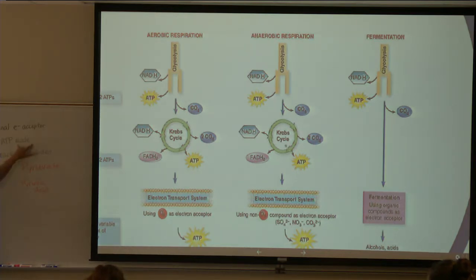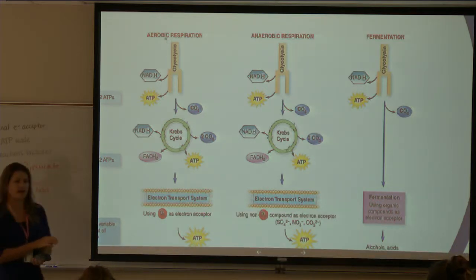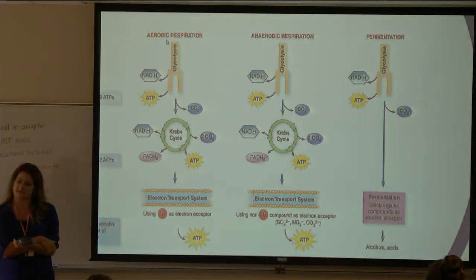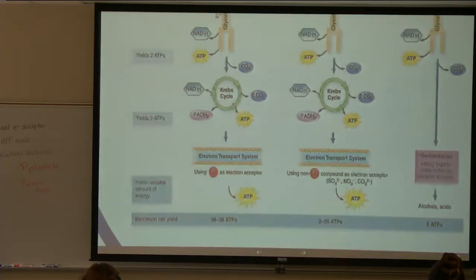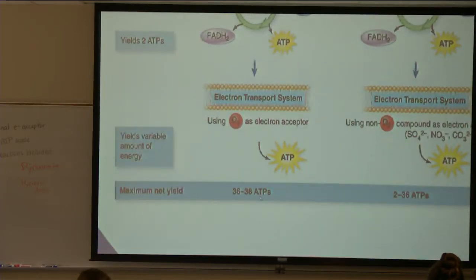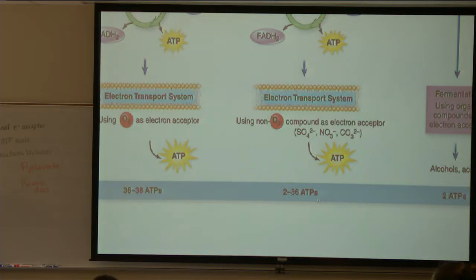Finally, the number of ATP that are made totally varies. Aerobic respiration, how many did we say again for eukaryotes? 36. 36 for eukaryotes. What about prokaryotes? 38. Okay, so if we go down here, aerobic respiration, 36 to 38 ATPs. Anaerobic, there's a wide range, 2 to 36 ATP.